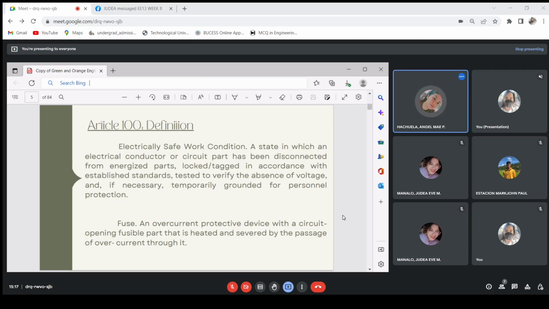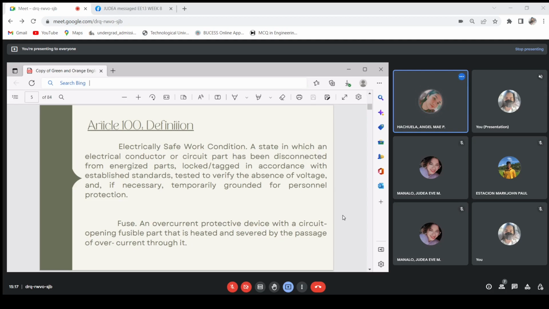Next is electrically safe work condition, a state in which an electrical conductor or circuit part has been disconnected from energized parts, locked and tagged in accordance with established standards, tested to verify the absence of voltage, and if necessary, temporarily grounded for personal protection. So, an electrically safe work condition is not a procedure. It is a state wherein all hazardous electrical conductors or circuit parts to which a worker might be exposed are maintained in a de-energized state for the purpose of temporarily eliminating electrical hazards for the period of time for which the state is maintained.